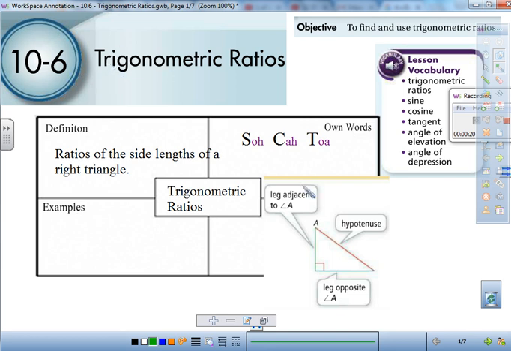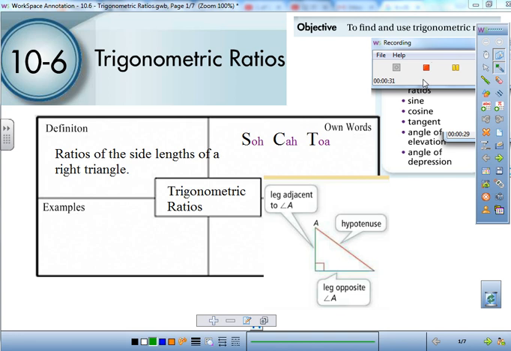So again, in your Fourier models, get them out, guys. Give me a pause for the video, and we're going to fill in the definition. So ratios of the side lengths of a right triangle, that's what trigonometric ratios are. They're just ratios of either a leg to a hypotenuse, hypotenuse to leg, and we use SOHCAHTOA, and I'll explain that in just a minute, but give me a pause and copy this.